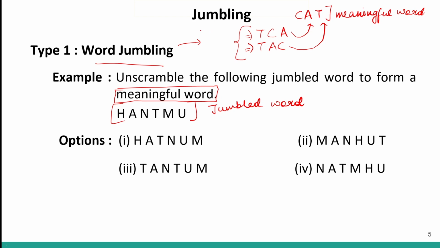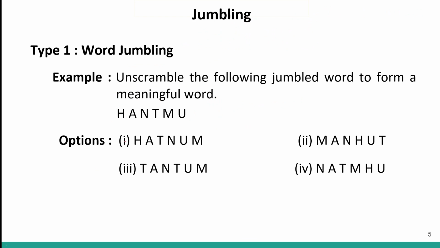So these are all scrambled or jumbled words. What do you mean by word jumbling? Basically, we take a meaningful word and scramble the alphabets. We jumble up the alphabets. So, if you look at this question, this is given to us. These are some alphabets that are jumbled, and we have to find out a meaningful word that can be formed using all these alphabets.